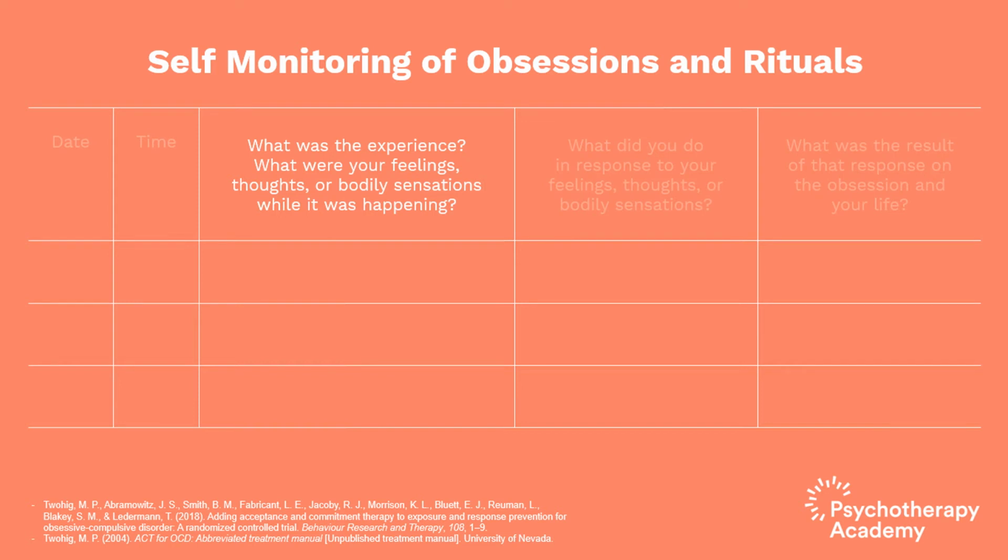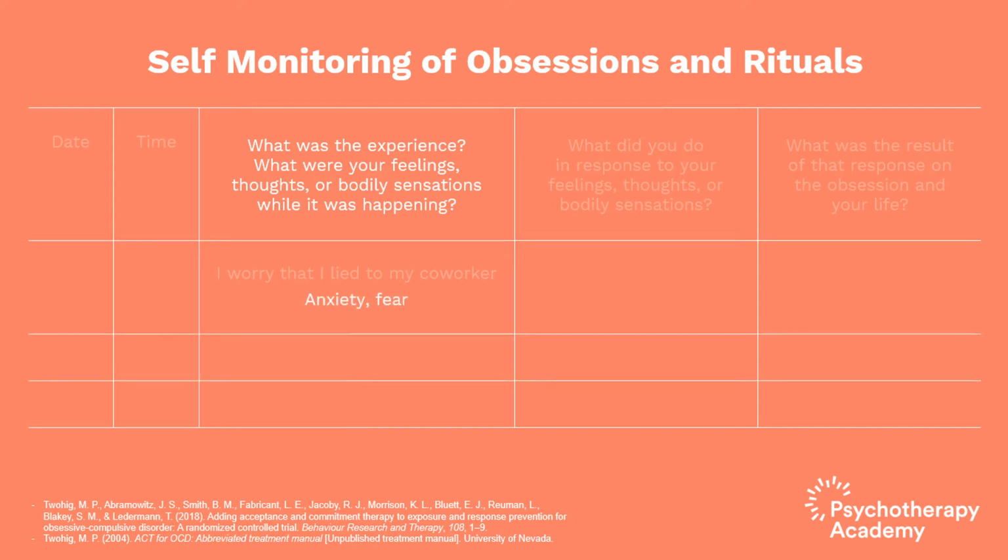So I encourage clients to not put everything I just said into that column. I would instead say something like, I worried that I lied to my coworker about my weekend being nice. And then their feelings and their thoughts and their bodily sensations would be added in there. So feelings might be anxiety or fear. Some thoughts might be, I think I lied to them. Bodily sensations might be tension in their chest.